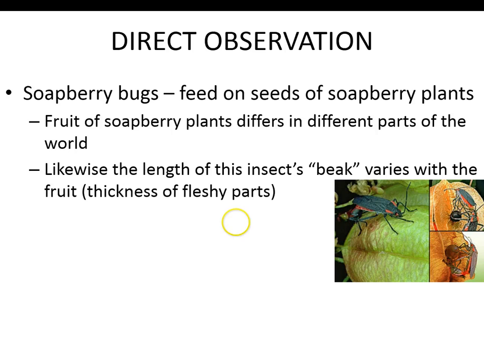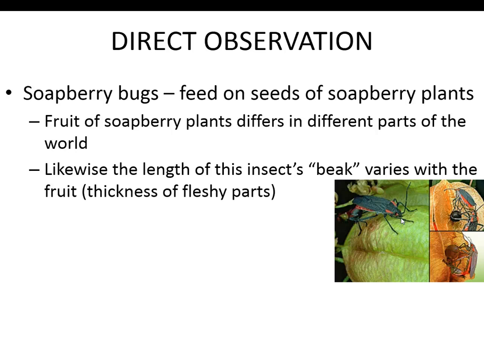So one example of that is soapberry bugs. These are bugs that feed on the seeds of the soapberry plant. And the way that they do that is they insert their beak, which is a very long extension on the front of the insect, into the plant, into the seed, and they get the nectar from inside. So they have to go all the way through the fleshy part of the plant to get to the good stuff on the inside.